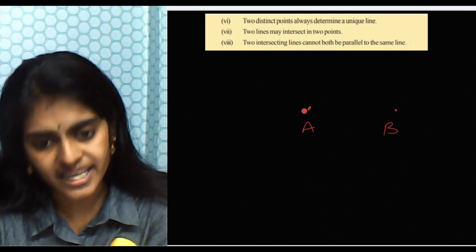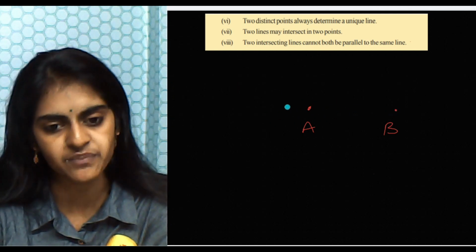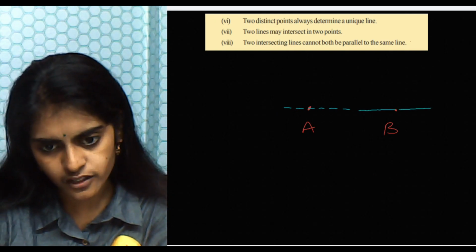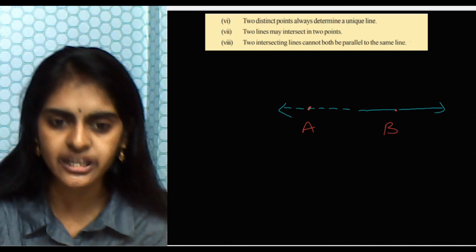So from this point A and point B, how many lines can you draw joining these 2 points? Joining these 2 points, you can draw only one line. Only one line you can draw. That is the meaning of unique.